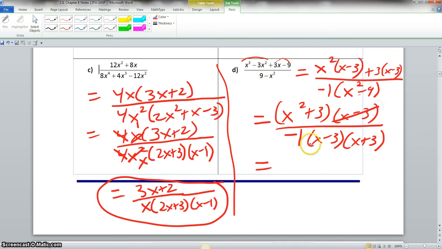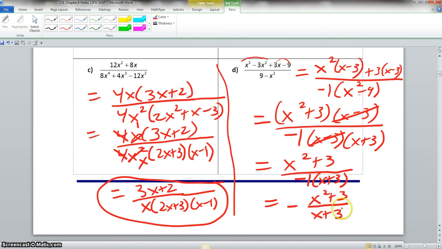Now these x minus 3's will simplify out, and we will have x squared plus 3 all over negative 1 times x plus 3. Now, since we have this negative 1, we could just make this whole fraction a negative. It'll be x squared plus 3 over x plus 3, and we brought our negative sign in the middle. And we're done.